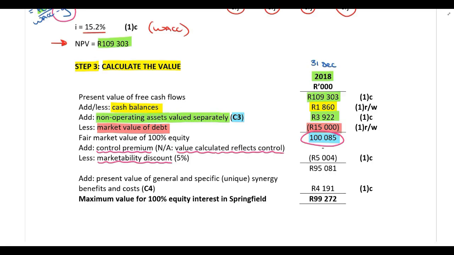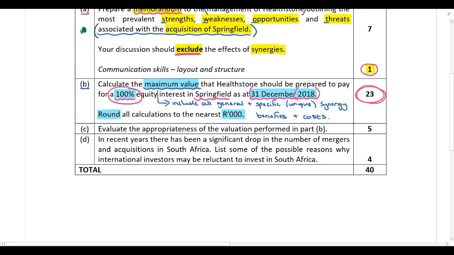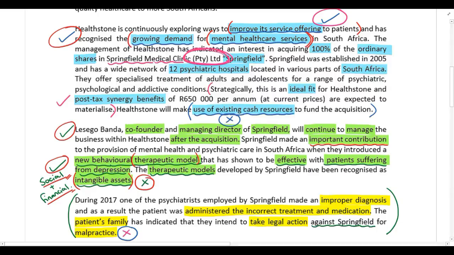So I've just deducted a discount of 5% and get a subtotal. Then go back to the required. We need to calculate the maximum value. So I said to you, the maximum value includes all general and also specific or unique synergy benefits and costs. So, did we have any of this information provided in the question? Go back.